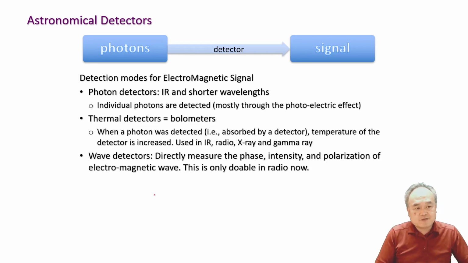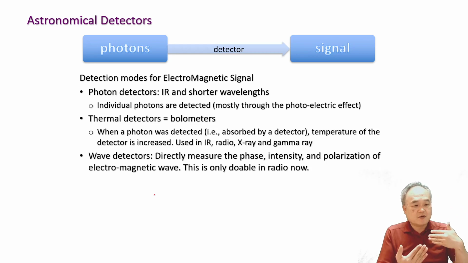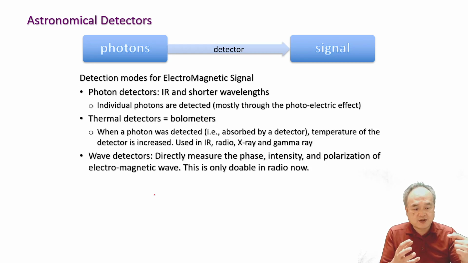Okay? The second type of detector is a thermal detector, often known as a bolometer. This measures the difference of temperature when the photon is absorbed by the detector. A photon is an energy particle, so when the photon is absorbed by the detector, the detector needs to increase in temperature accordingly.